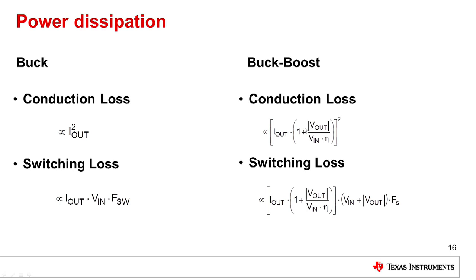output current times this increase factor here squared. So again, as I mentioned before, this factor is always greater than 1, so the conduction losses will always be greater for a buck boost than for a buck. Same thing goes for the switching losses. Rather than V in, now we have V in plus the magnitude of V out, and the same increase in the output current factor in this equation. So again, the switching losses will always be greater for a buck boost than they are for a buck.